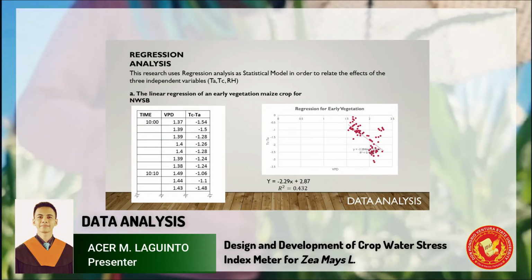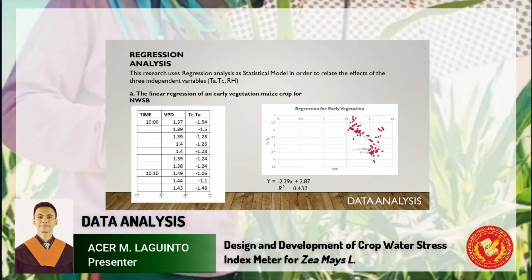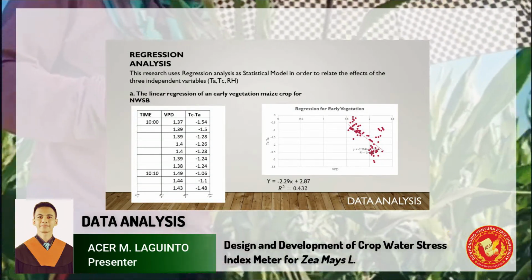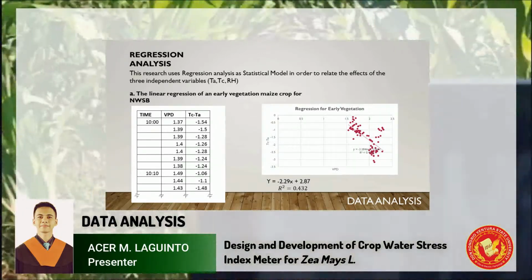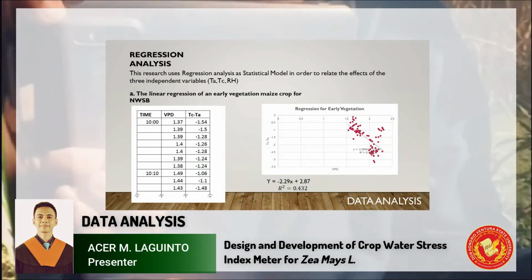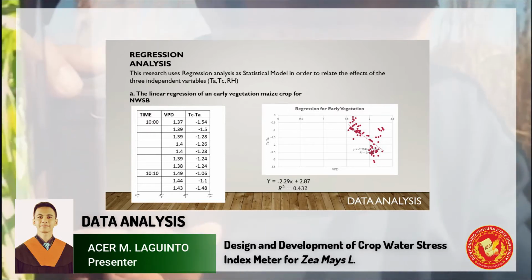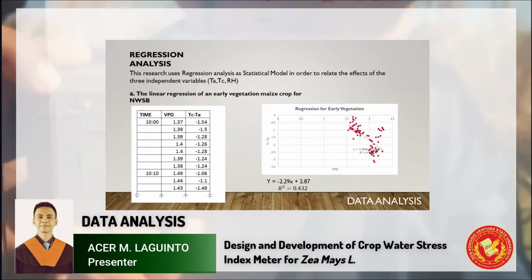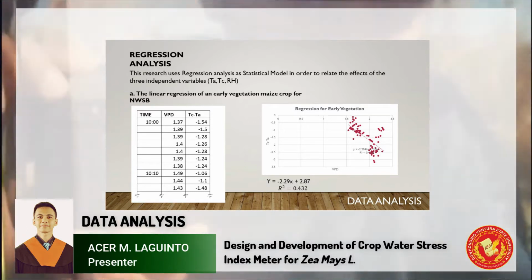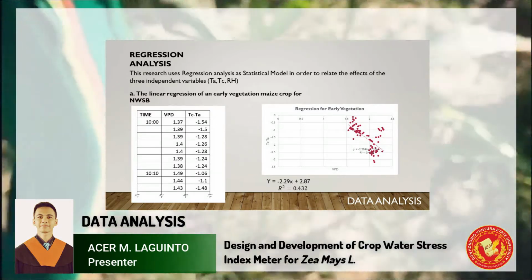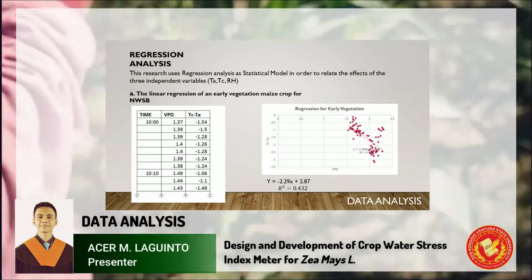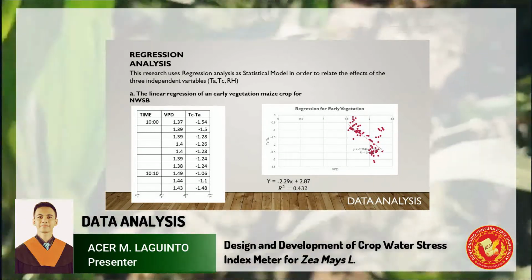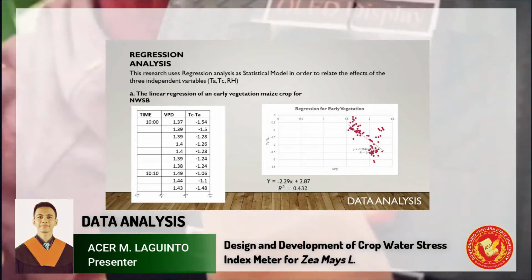Now, let's go to the data analysis. As mentioned in the methods, we use regression analysis as a statistical tool to relate the effects of our independent variables TA, TC, and RH. By tabulating the vapor pressure deficit and the difference of canopy and air temperature and performing regression, we will yield the following characteristic equation and the coefficient of determination for the non-water stress baseline.